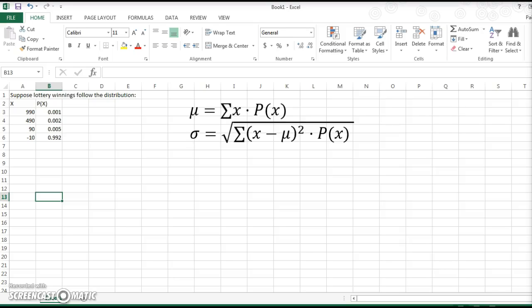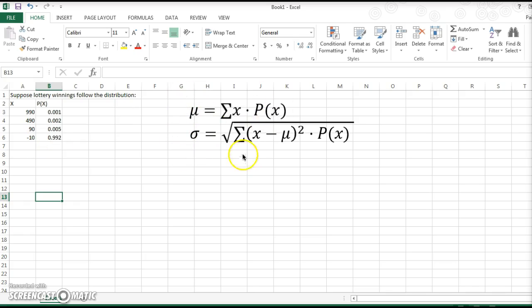Hi all, here's an example of how to calculate the mean and standard deviation for a discrete random variable. This example is related to lottery winning and the probability of how much you will win from the lottery. Here, this 0.992 represents 99.2% of the time you would lose the $10 you actually paid for the lottery ticket, and half of a percent of the time you win $100 minus the $10 you spent on the ticket.